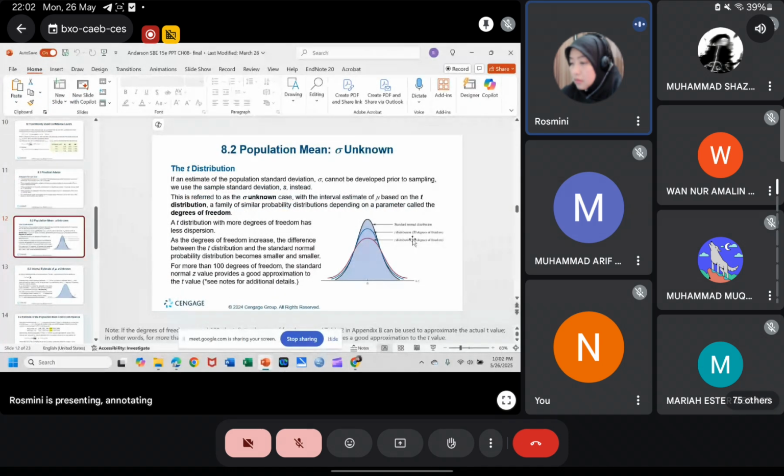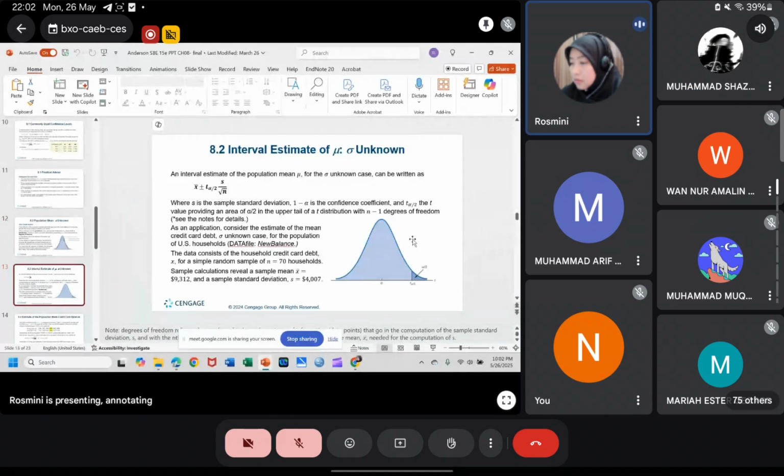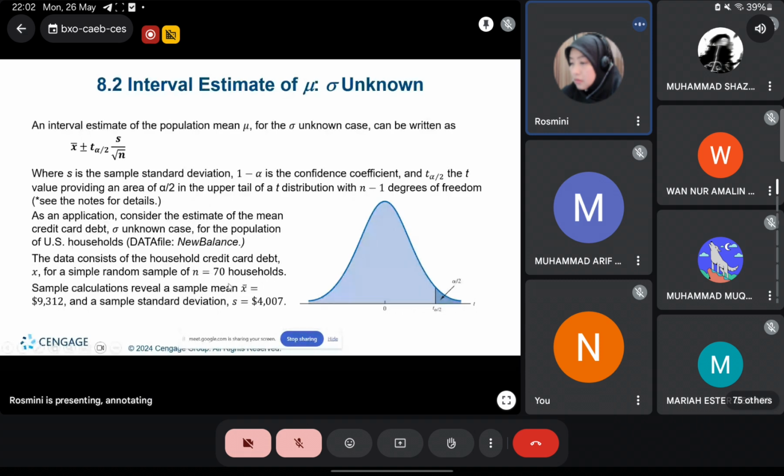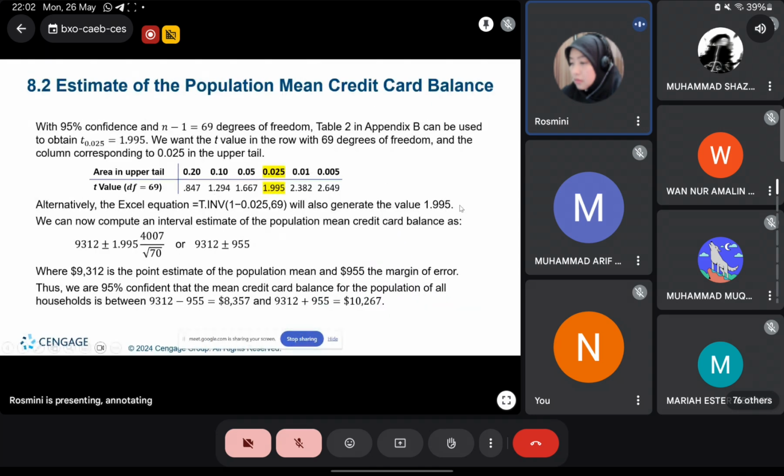Okay, an interval estimate of population mean, which is mu, when sigma is unknown. So when sigma is unknown, then we will go for T. It is given to you here: n equals 70, x bar is 93.12, and sample standard deviation S is 40.07. So we try to find the T distribution when sigma is unknown. So alpha divided by 2.